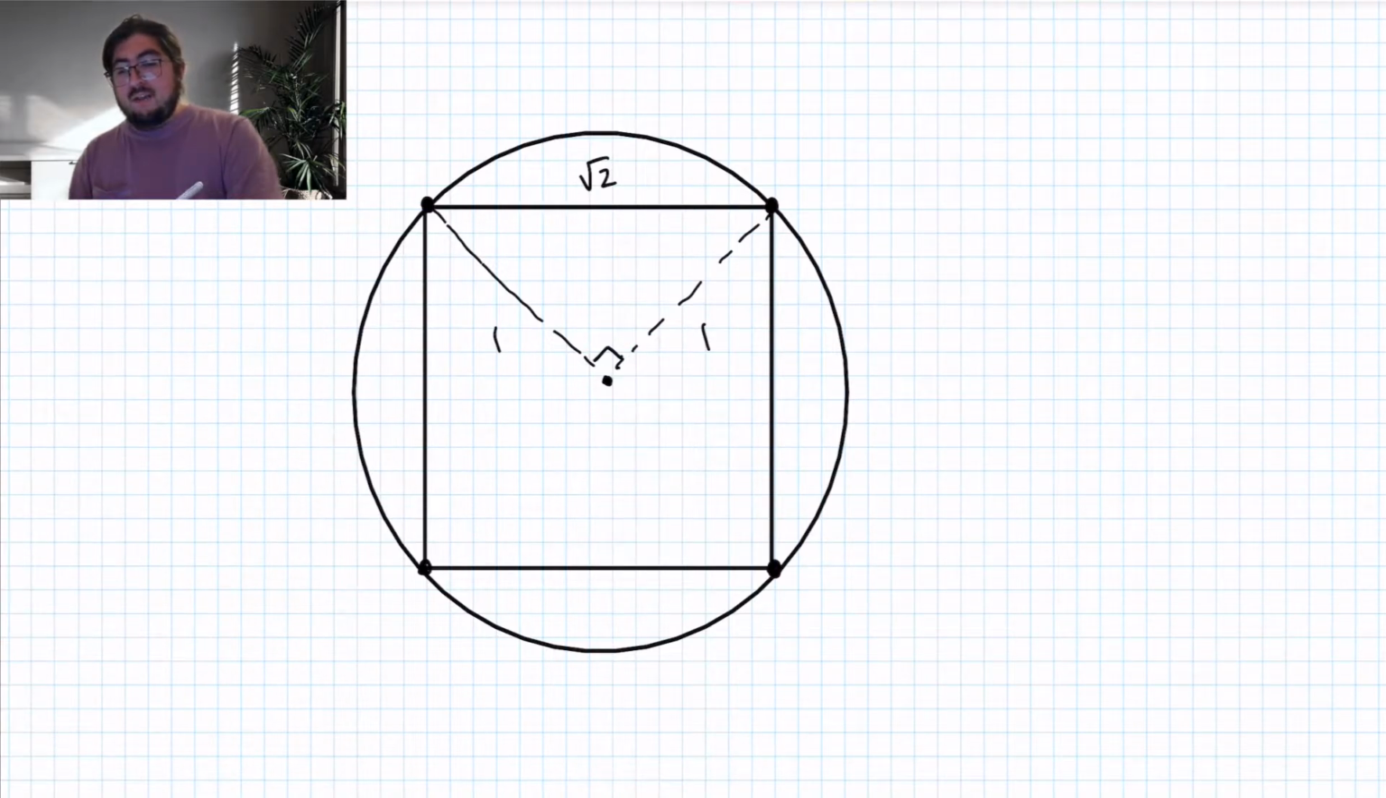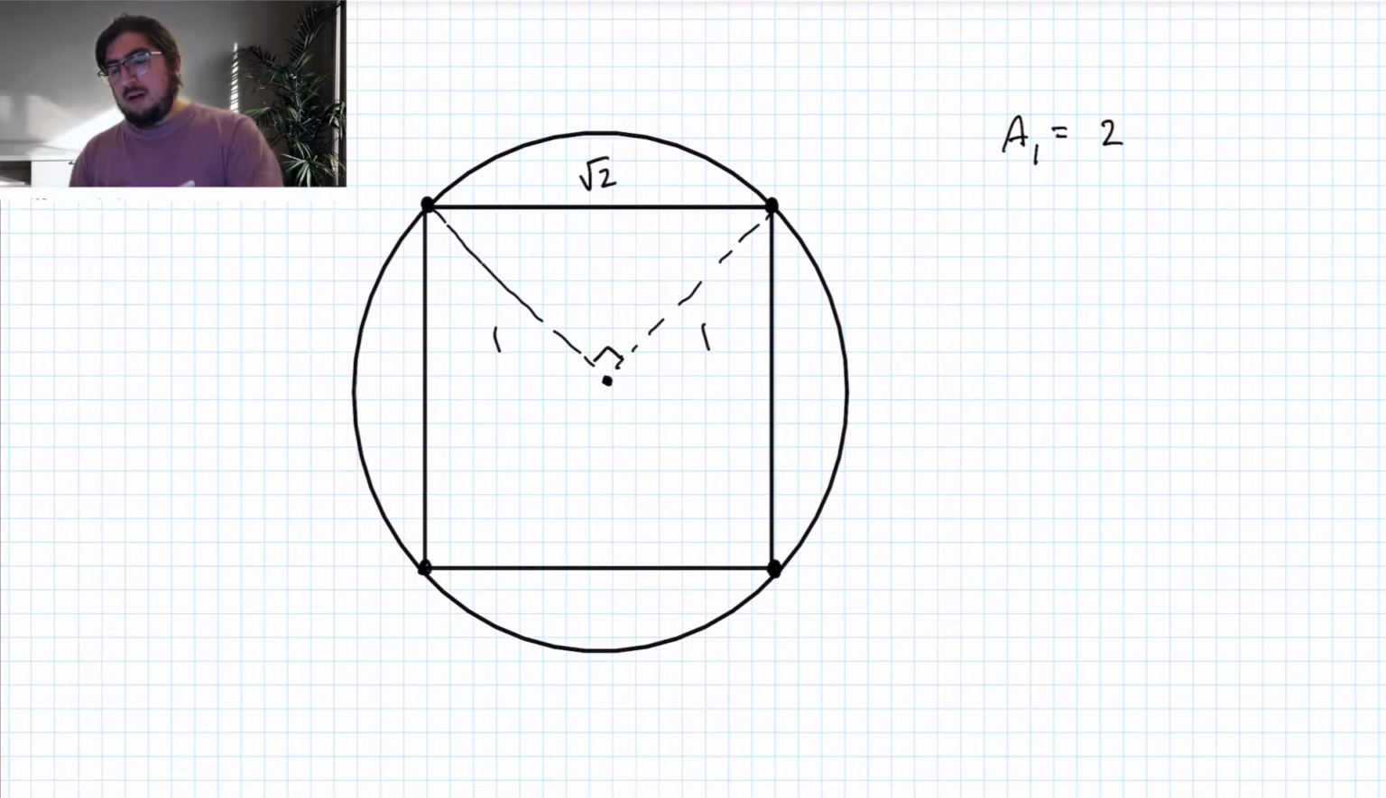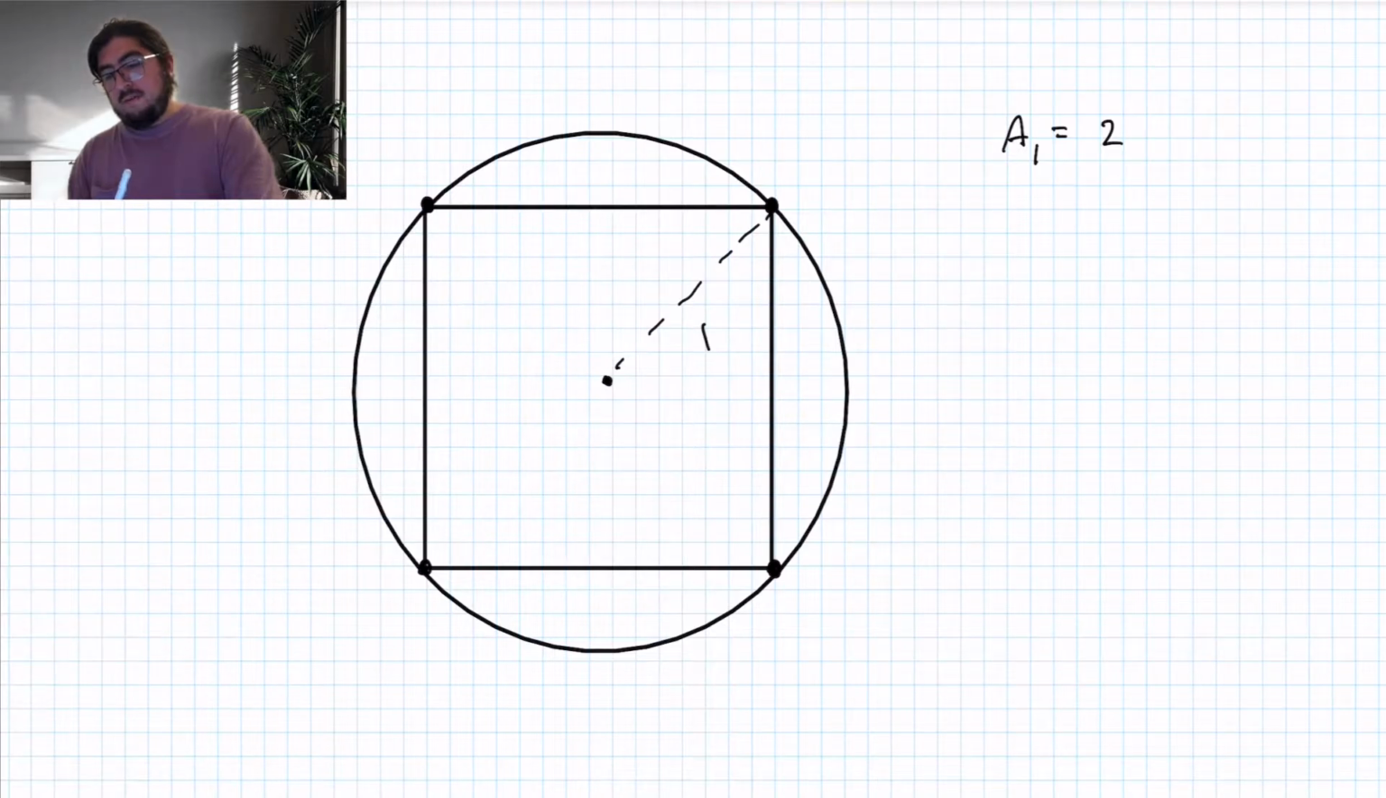Okay. Now, if you find the area of this square, I'll call this A1, this is going to be radical 2 squared, which is just 2. Now, 2 is way less than pi. Right? We know what we're aiming for. Pi is 3.14 or something. So what we're going to do now is ditch the square, and from the square actually create a shape that's closer to a circle.